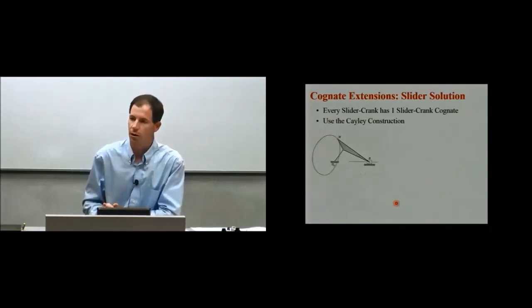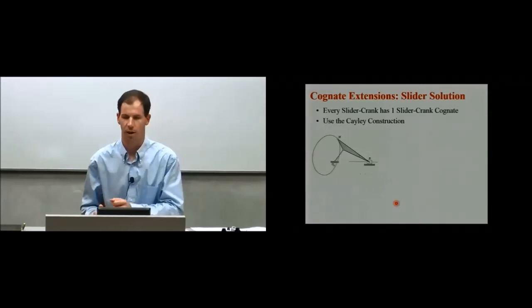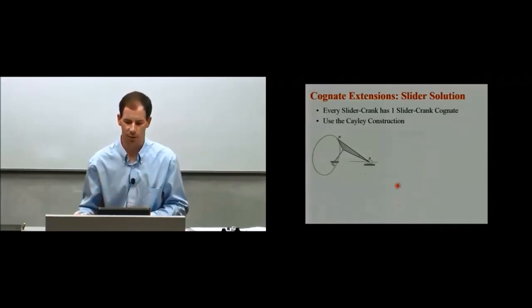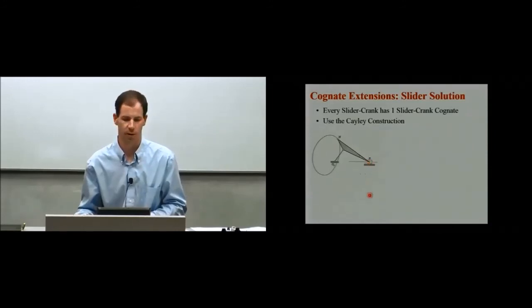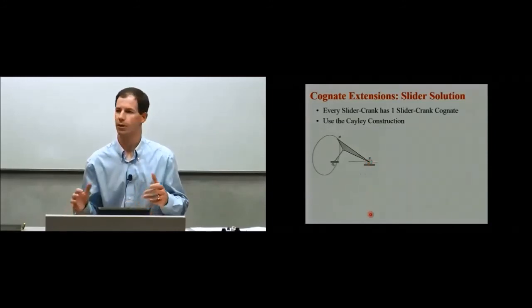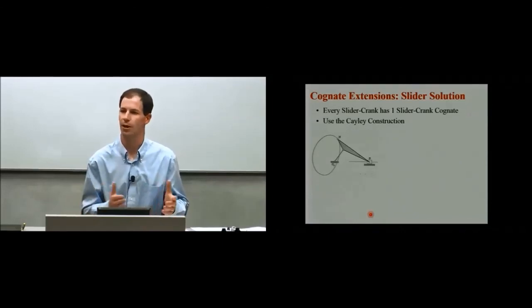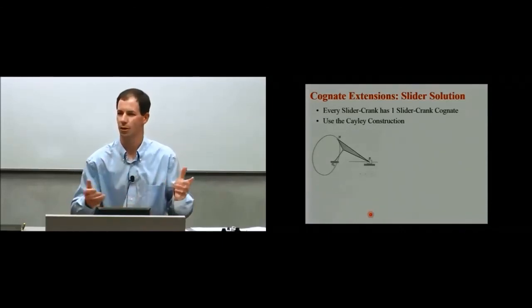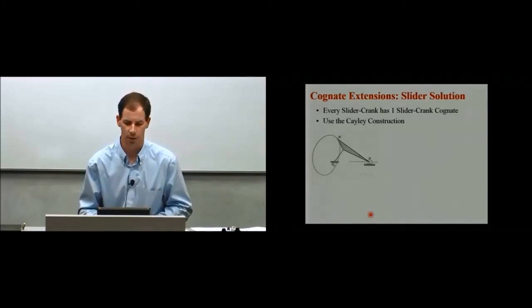So first of all, when we're looking at slider mechanisms, instead of having 2 cognates, every slider crank mechanism has 1 slider crank cognate. And here, instead of using the Roberts construction, we have to use the Cayley construction. And part of the reason for this is because remember that a slider is equivalent to an infinitely long link. And with an infinitely long link, how do you draw a parallel line to that? I mean, it becomes an infinitely long parallel line, and you really can't do the construction.